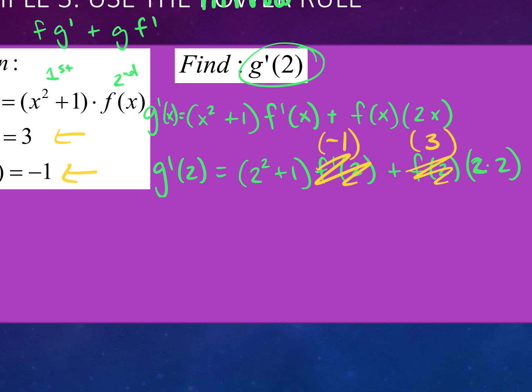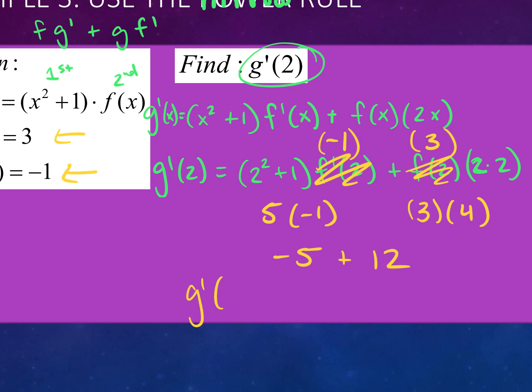From here, we're just going to do the math. 2 squared would be 4 plus 1 is 5. So we have 5 times -1 would be -5. Plus 3 times 2 times 2 would be 4. So 3 times 4 is 12. So g prime of 2 would be what? 7. Awesome.